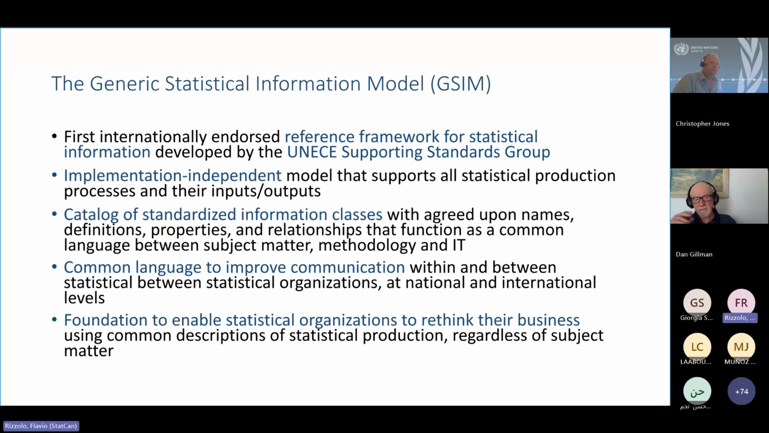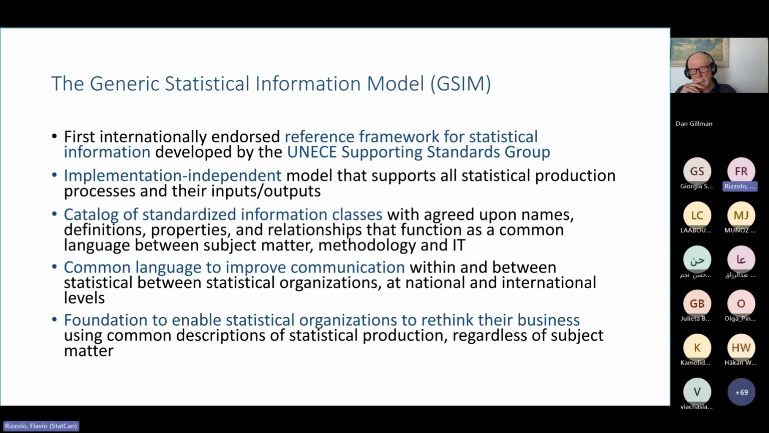Okay, thank you everybody for joining us today. So I'm going to start just going over the basic functionality of GSIM and a little bit of history and what it's supposed to do for you when you start using it. So first of all, what is GSIM?